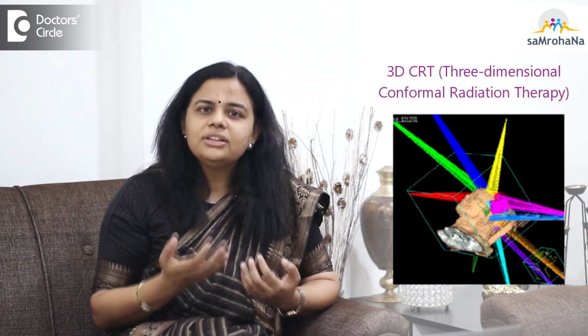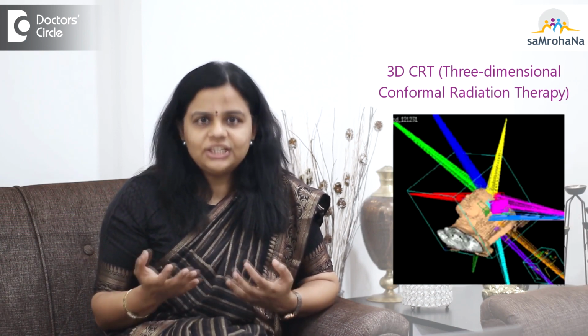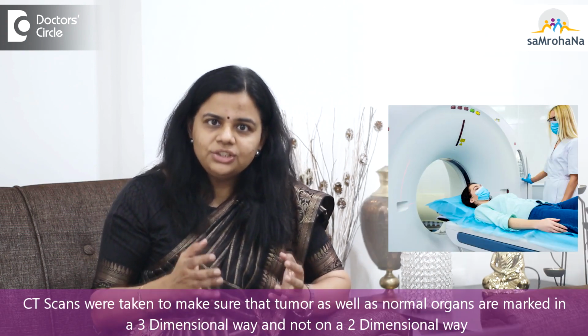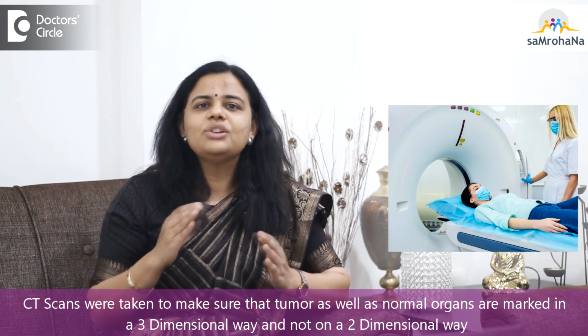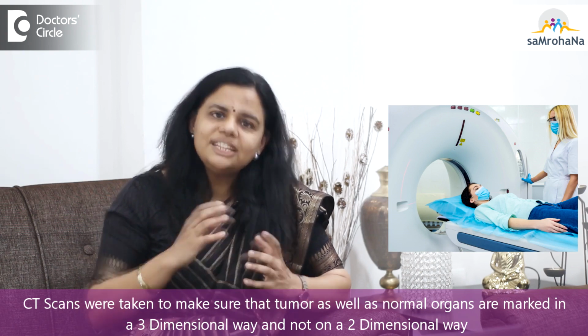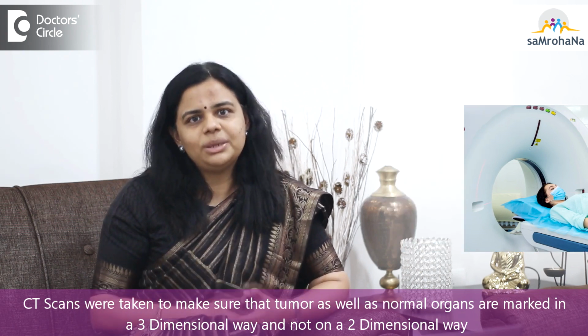In order to save the normal organs but at the same time not compromise the tumor dose, we developed something called 3D CRT, or three-dimensional conformal radiation therapy. It was developed next in order to save more of the normal structures while not compromising on the tumor dose. In this technique, instead of X-rays, we started taking CT scans to make sure that the tumor as well as the normal organs are marked in a three-dimensional way and not on a two-dimensional plane.